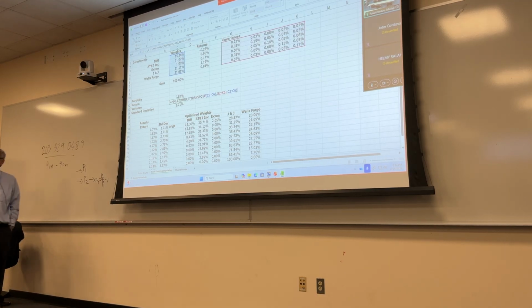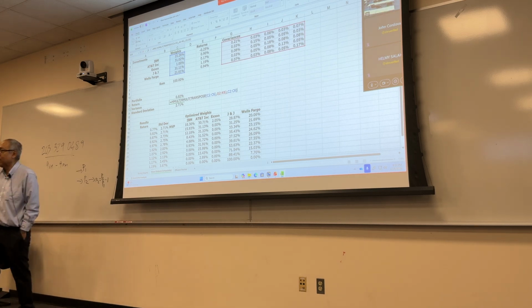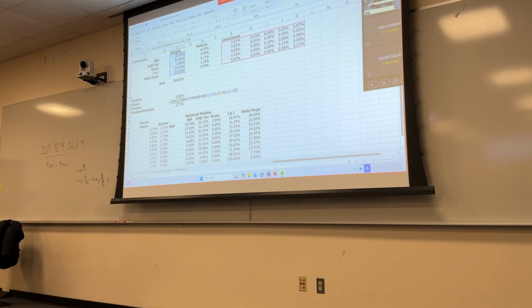You have to do this. So I'm transposing the weights C2 to C6, and then I'm multiplying them by the covariance matrix G2 to K6, and then I'm multiplying that result with the weights again, C2 to C6. That's what the formula is.